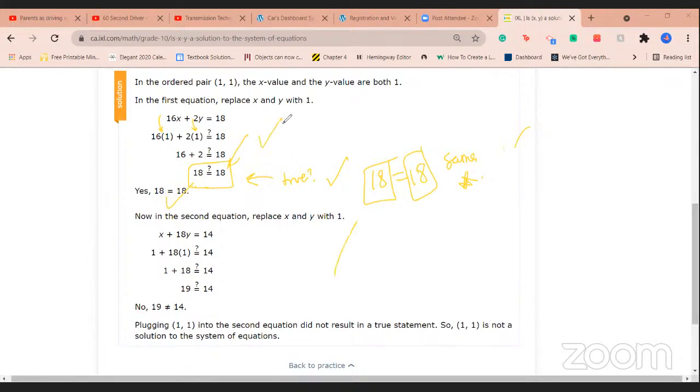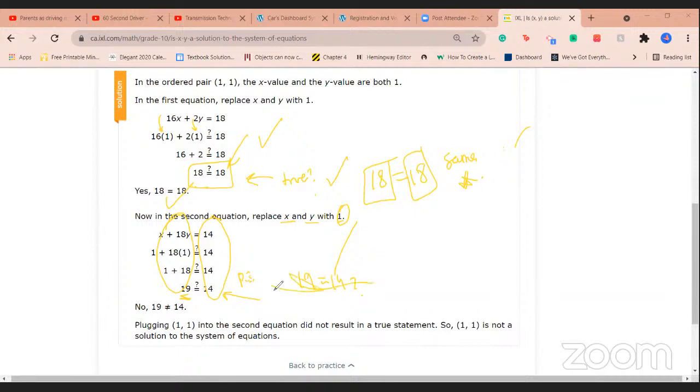Okay, now in the second equation, replace x and y with 1. We're just subbing in 1, 1 again. What do you mean 18 is equal to 18? Like, is this statement true? Like, it doesn't make sense. Yeah. Over here, on the left side, we got 19. And after doing the calculations, we have 14 on the right side. Is 19 equal to 14? Wait, how'd you get 14? Oh. It was already part of that equation. Yeah, I know what you're saying.